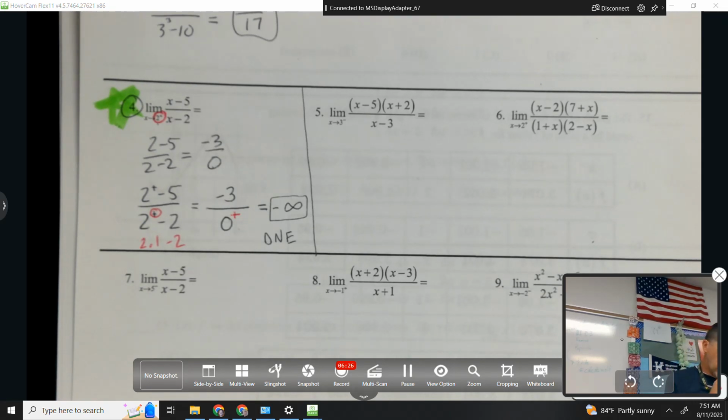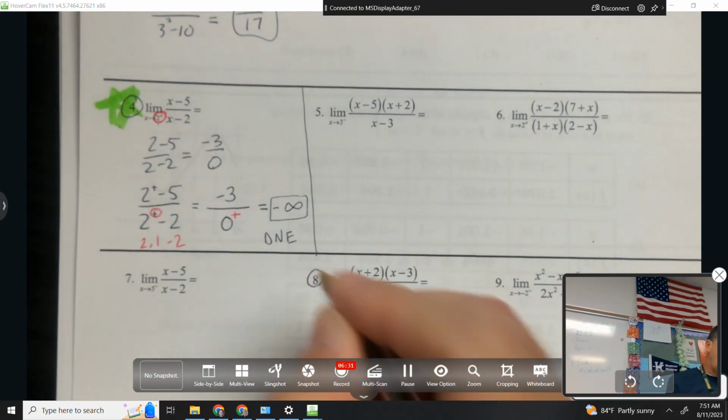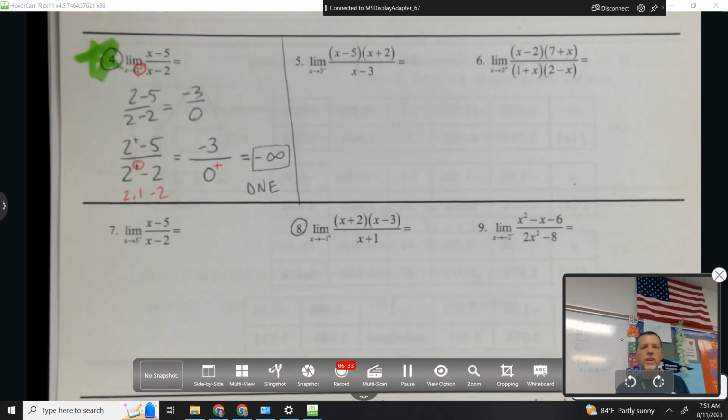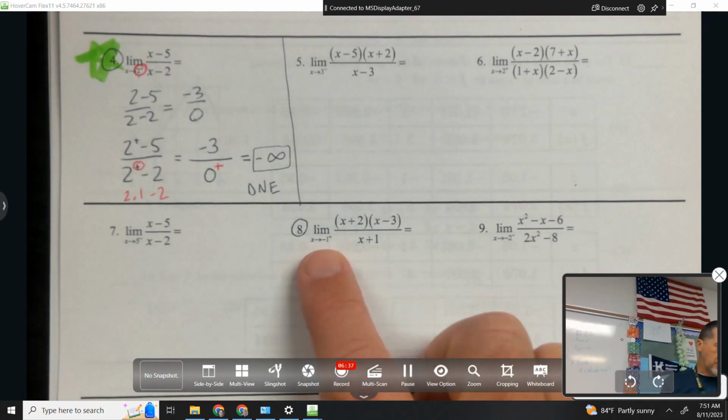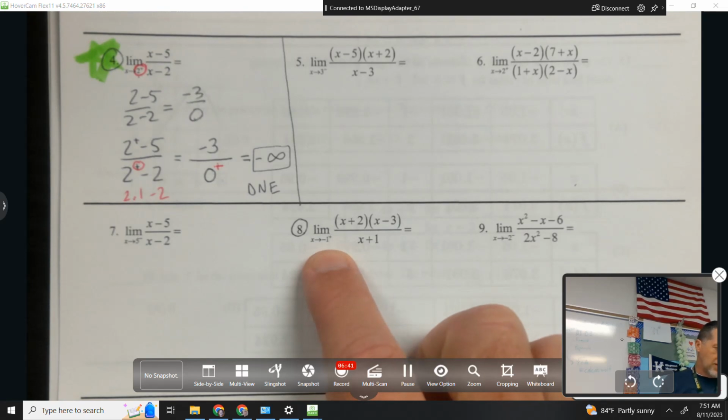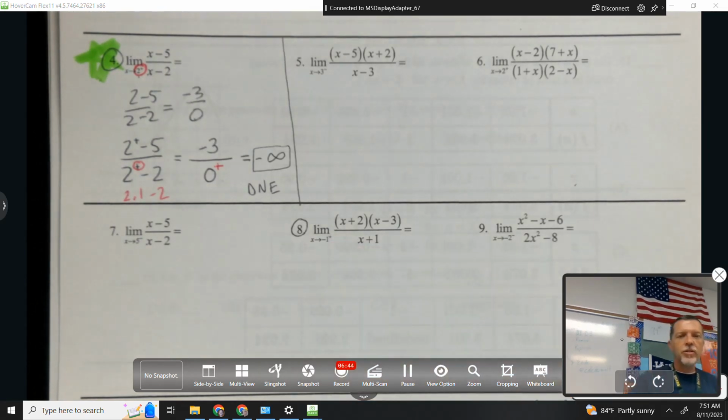Why don't you try number 8? So it's really similar. I mean, you can see right away you're going to get 0 in the bottom if you plug in -1. So you're going to need to plug in -1, but a little more than -1. So try number 8.